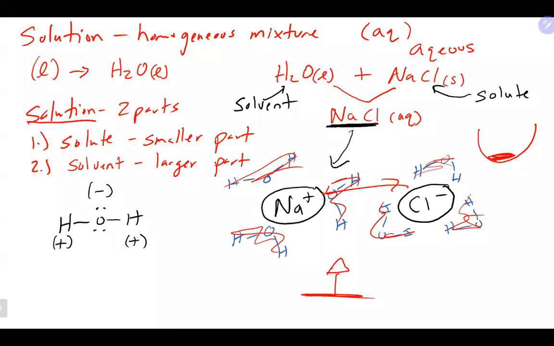So the process of making a solution happens when we mix things that are very much like each other. They interact the same way. So water, which is sort of polar, has a positive and negative side, is able to interact really well with something like sodium chloride that also has sort of a positive and a negative guy.